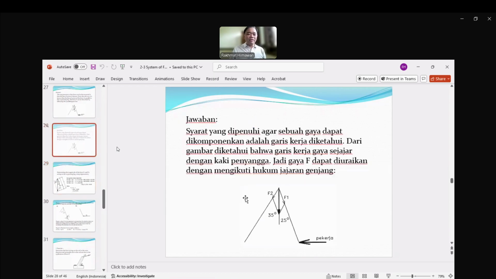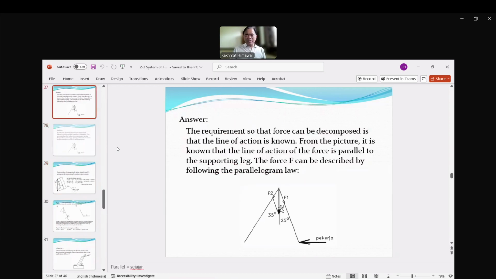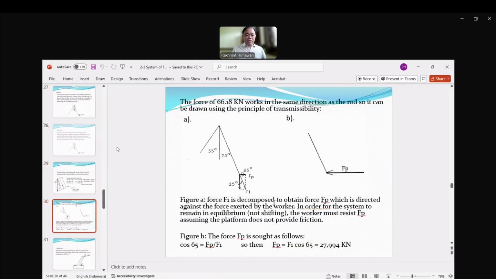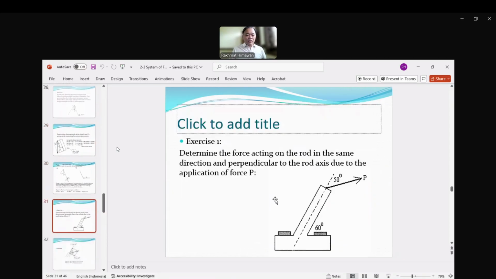So what is F1 from here? Since this is not 90 degrees. Yeah. This one, let me know. Just interrupt me when you think that you didn't get it much.